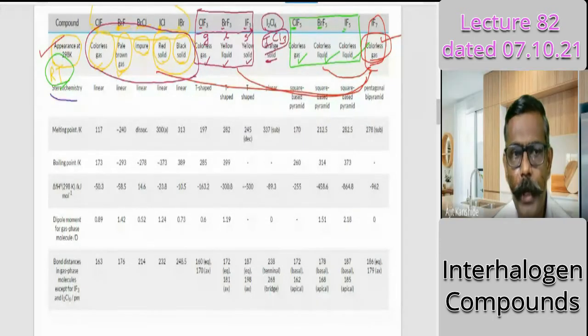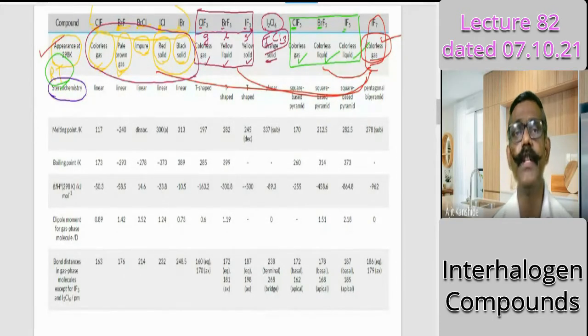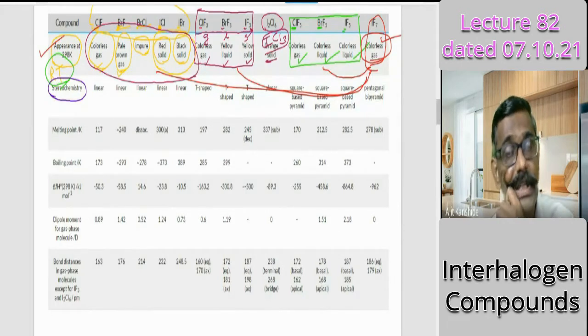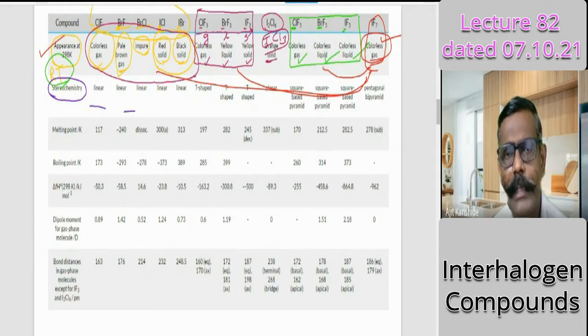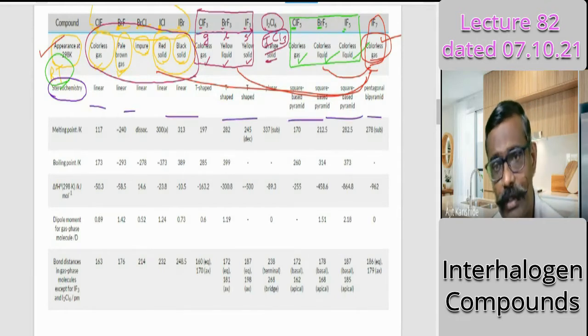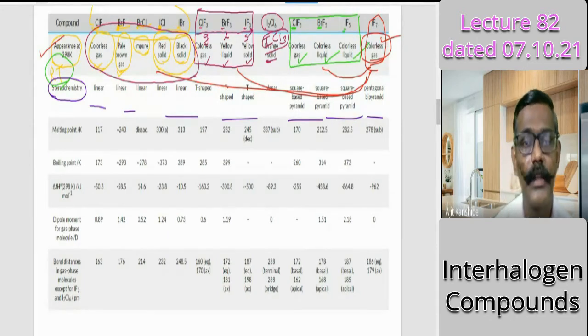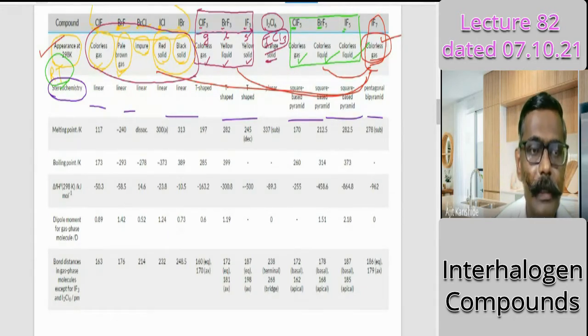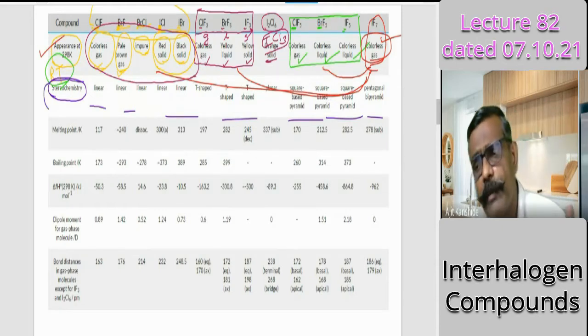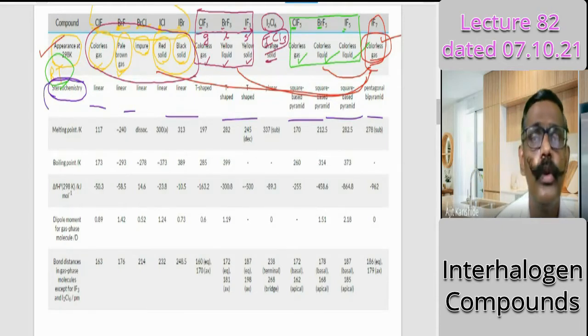Now the second point, that's stereochemistry, meaning the spatial, three-dimensional arrangement. Different shapes are given. I keep this point pending. It is included in the syllabus: structures of these interhalogens with respect to VSEPR theory. I want to cover it at last. Let me complete the remaining portion, then I will come to this portion.